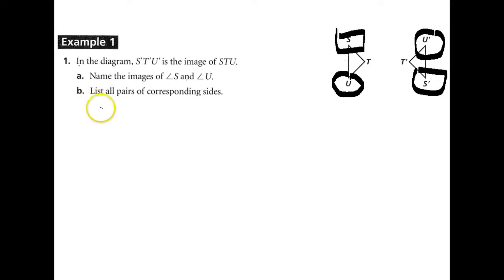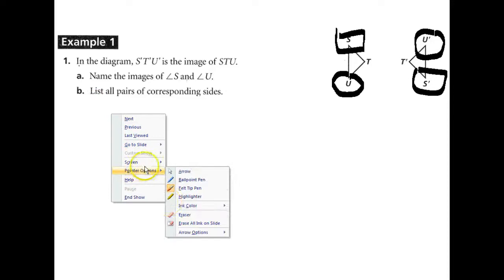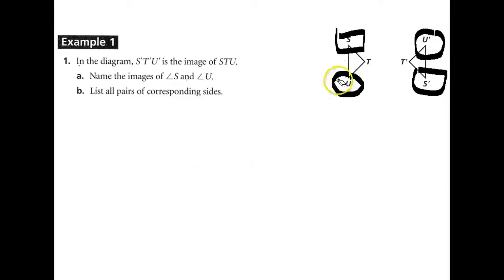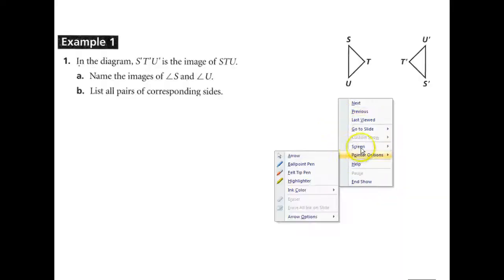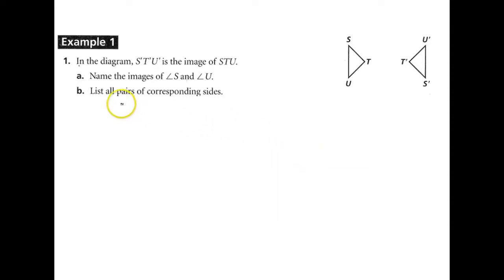Okay, corresponding sides. So let's erase some of this stuff here. Yeah, it's pretty cool. Check that out. Oh, it's gone. That's so much better than the pen that I use at the board here that doesn't erase. All right, so corresponding sides. Give me one set. ST and S prime T prime. This is very tough to write with. Okay, so we've got ST and S prime T prime.